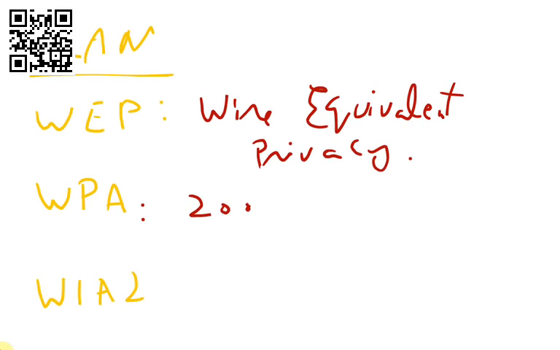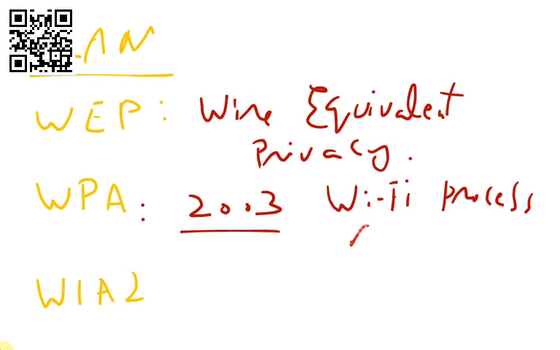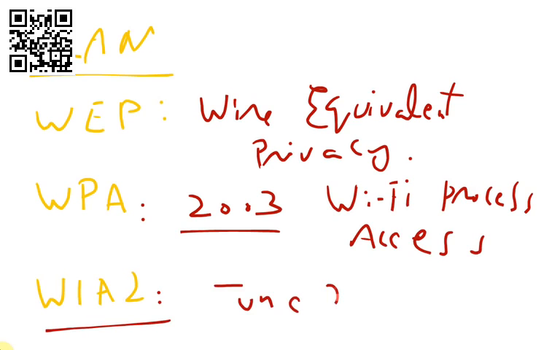Then in 2003 IEEE introduced WPA, Wi-Fi Protected Access, and it was a good standard, and they just modified it, and in June 2004 they introduced the standard WPA2, and these standards usually use 64 or 128 bit encryption for security reasons.